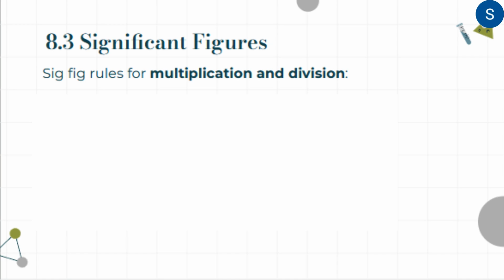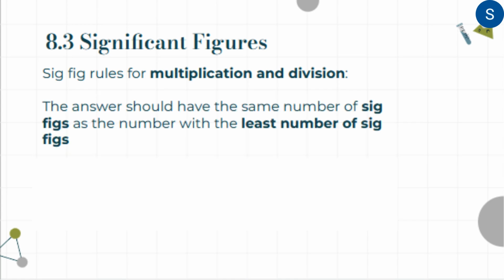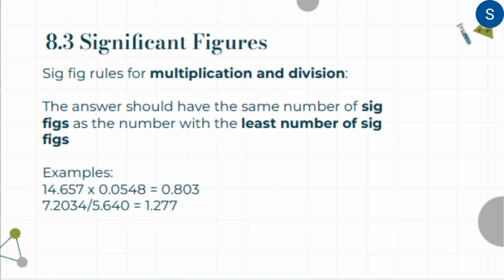Now for multiplication and division. This is where you get to apply those significant figure skills. The rule is that the answer should have the same number of significant figures as the number with the least number of significant figures. Let's take a look at two examples.